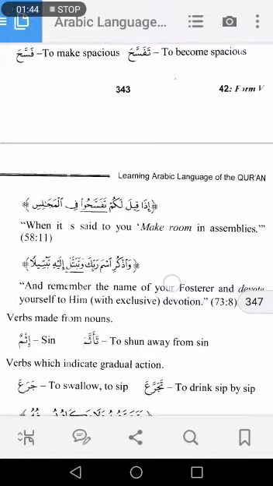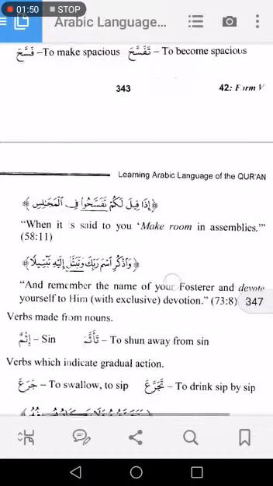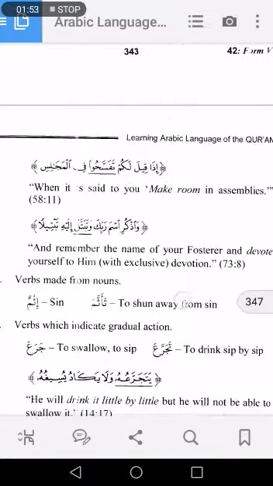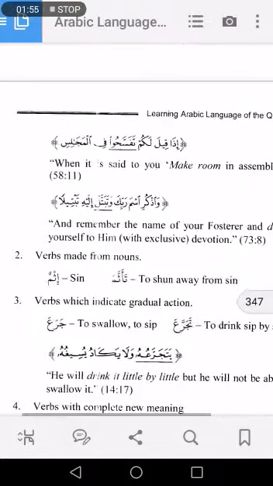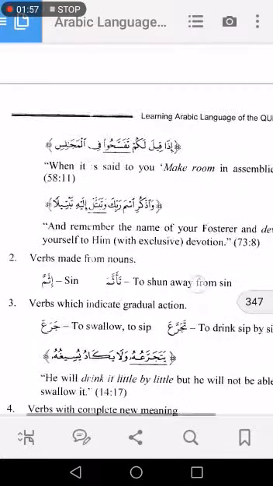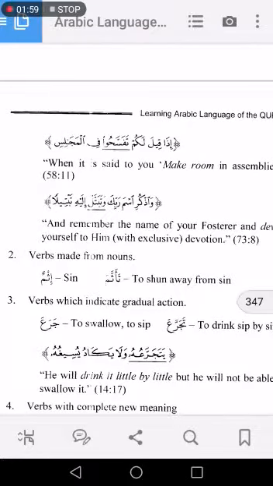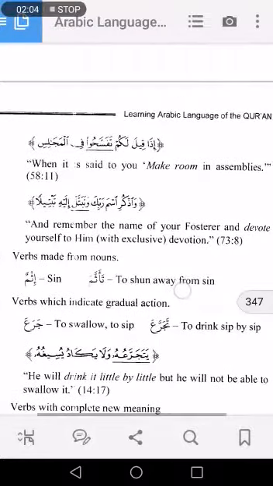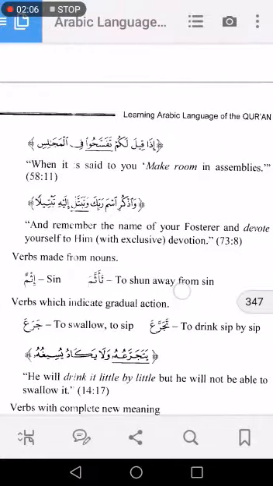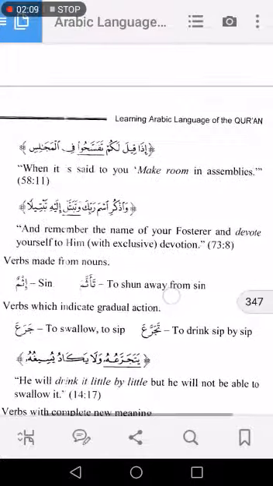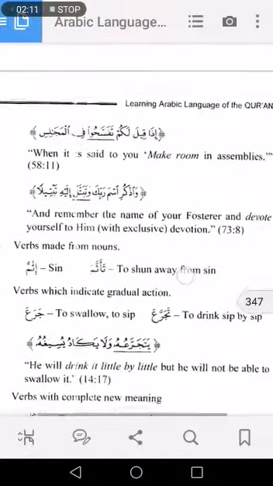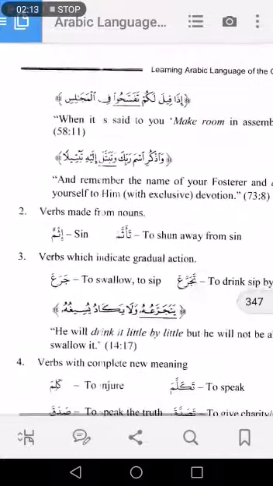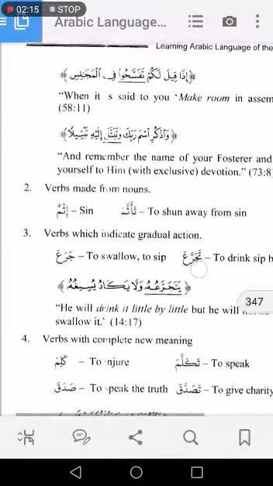This verb is there in the Quran, Surah 158, Ayah 11. وَإِذَا قِيلَ لَكُمْ تَفَسَّحُوا فِي الْمَجَالِسِ. And when it is said to you, make room in assemblies, make space. And then you have another from the same family, Surah 73, ayah number 8. وَاذْكُرِ اسْمَ رَبِّكَ وَتَبَتَّلْ إِلَيْهِ تَبْتِيلًا. And remember the name of your fosterer or your Rabb, and devote yourself to him with exclusive devotion.